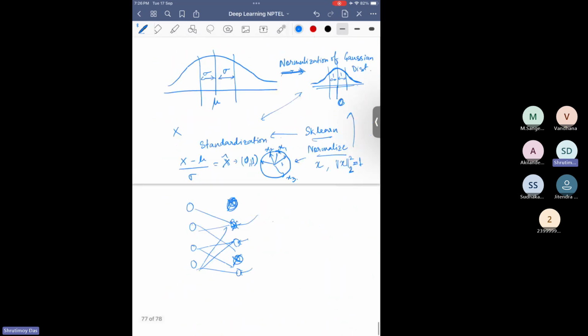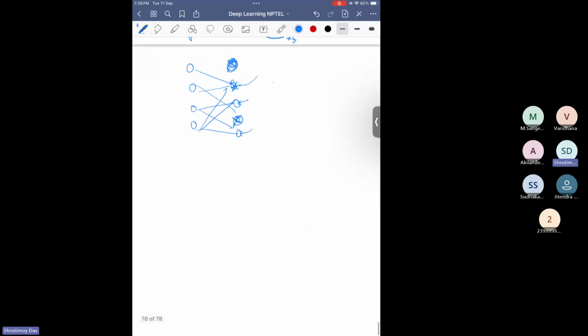Okay. So for that, I think last week we looked at these ensemble methods, right?